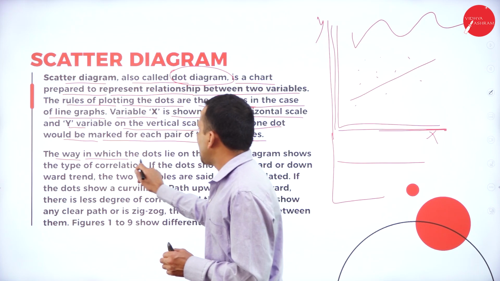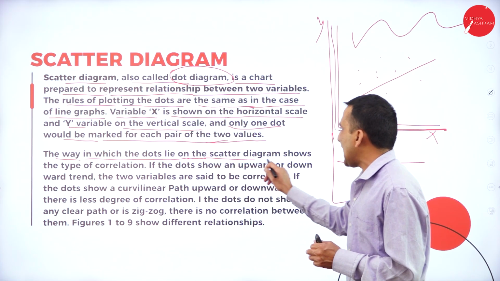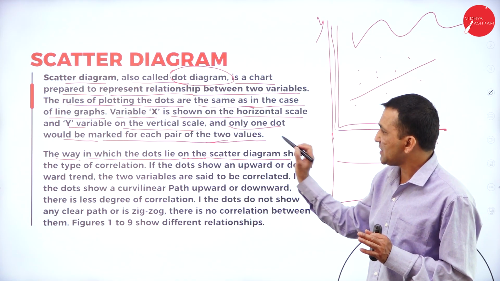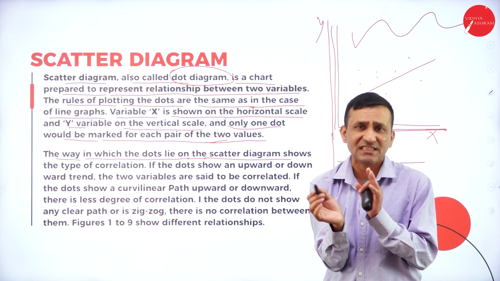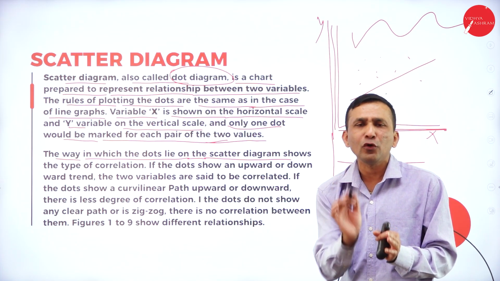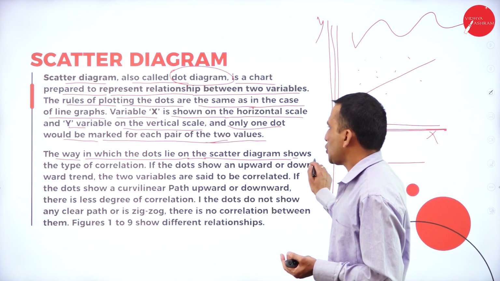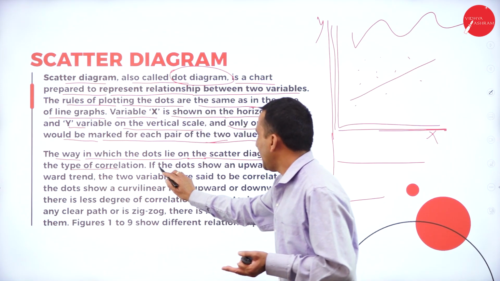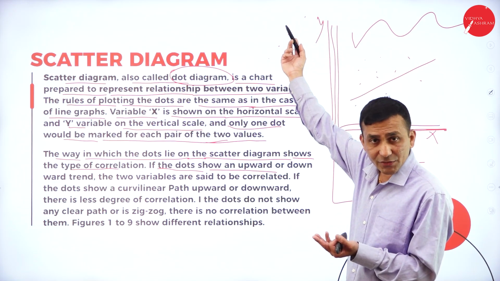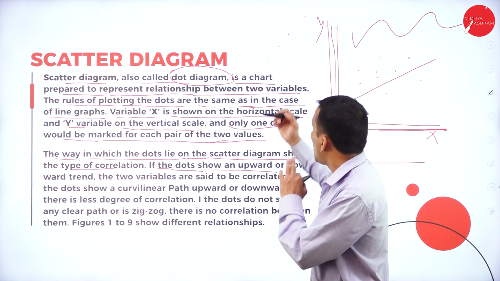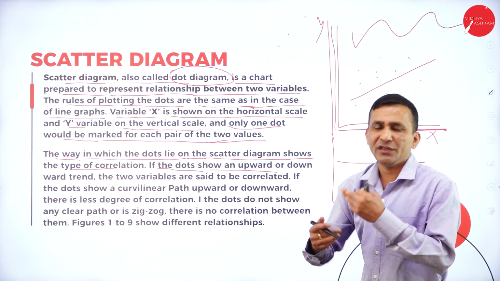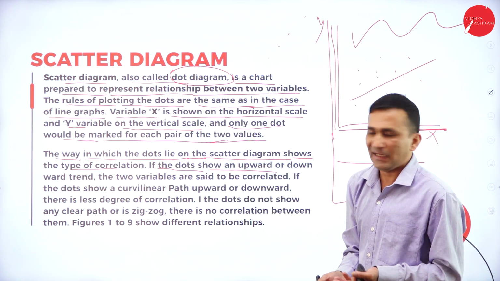The way in which the dots lie on the scatter diagram, because you are using the x-axis and y-axis, we are just marking the dot where they intersect. Where the x and y values intersect, we put one dot. That's it. It shows the type of correlation. If the dots go upward, we find it is positive. The degree of positive and negative we are finding is also in the coming slides, where you can get more clarity.